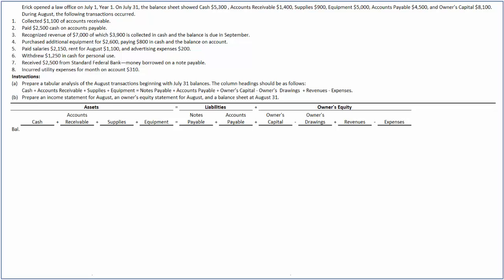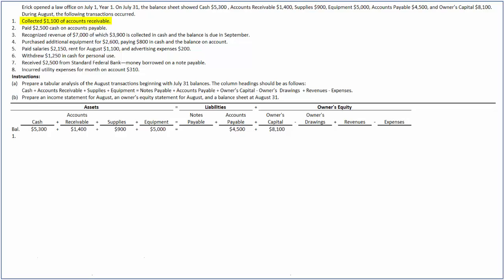The beginning balance of cash is $5,300. Accounts receivable is $1,400. Supplies is $900. Equipment is $5,000. Accounts payable is $4,500. And owner's capital is $8,100.